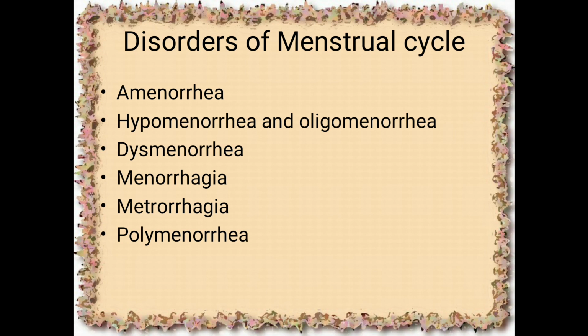To summarize, you have seen the functional anatomy, oogenesis, and the menstrual cycle. You have the three phases of the endometrial cycle: proliferative phase, secretory phase, and the menstrual phase, the bleeding phase. The two major phases in the menstrual cycle are the follicular phase and the luteal phase. And then the disorders of the menstrual cycle.